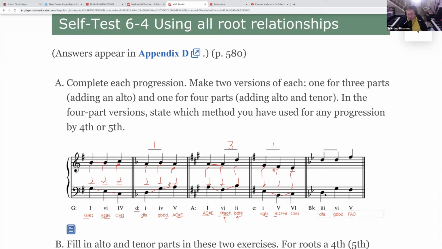All right, let's fill it in. We got a D and a D. We need an F and an A. Where do you want it? You could put the A in the tenor and the F in the alto. Nicely spaced, right? All right.